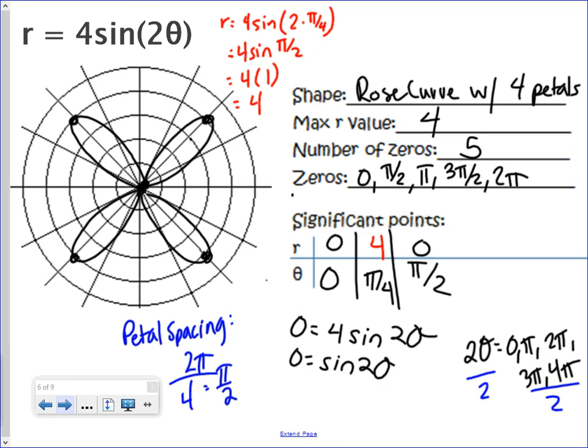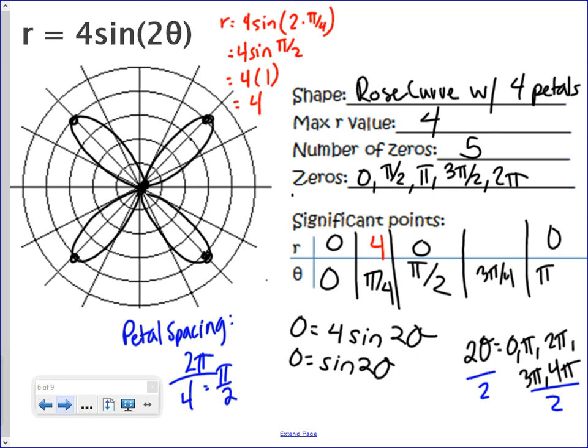Going out to the 4. Now, you could get those same petals by extending this list of significant points. So I could do 3 pi over 4 and then go out to pi and figure out what this value is. But you don't have to do that if you use petal spacing. Okay, how do you feel about that?